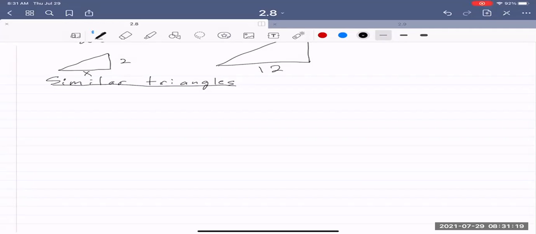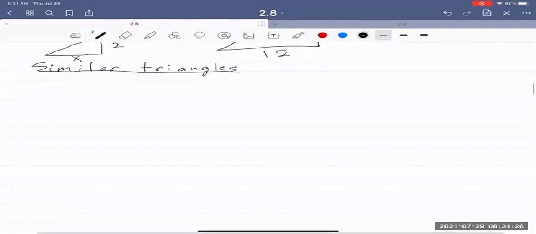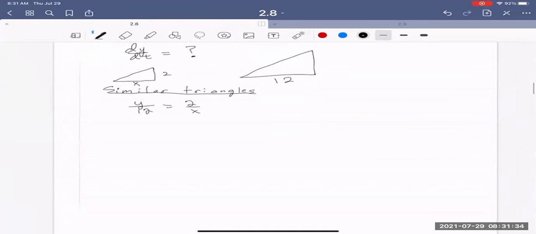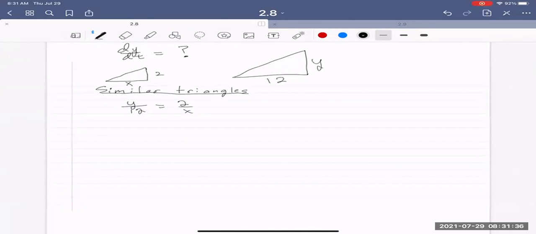Okay, so let's do this. I have, let's say, y over 12 is equal to 2 over x. Oops, where's the y? I didn't write the y down.